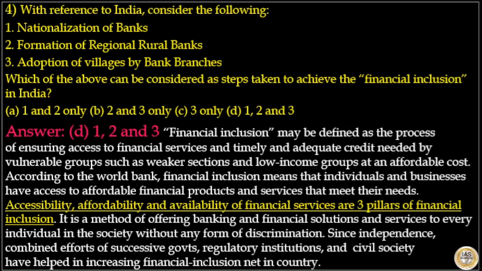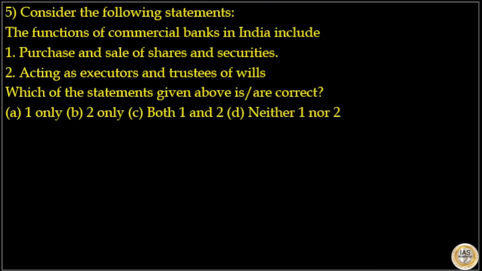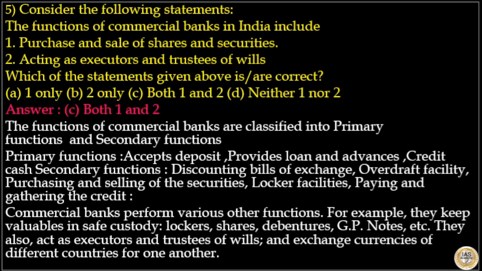Next is, consider the following statements. The functions of commercial banks in India include: statement number 1, purchase and sale of shares and securities. That is correct. Statement number 2, acting as executors and trustees of wills. That is also correct. Which of the statements given above is or are correct? The answer to this question is option C. Both 1 and 2 are correct.